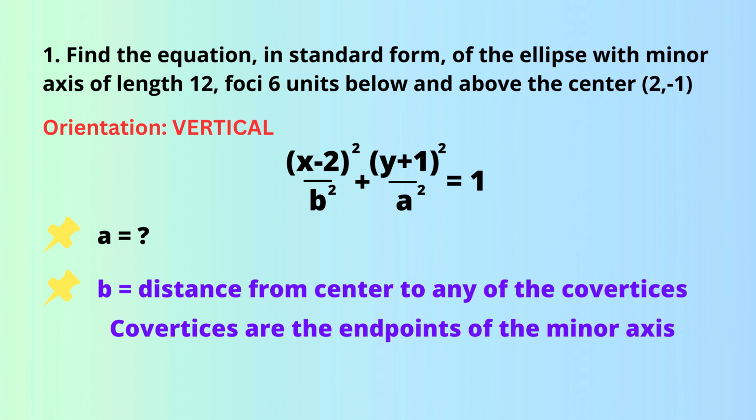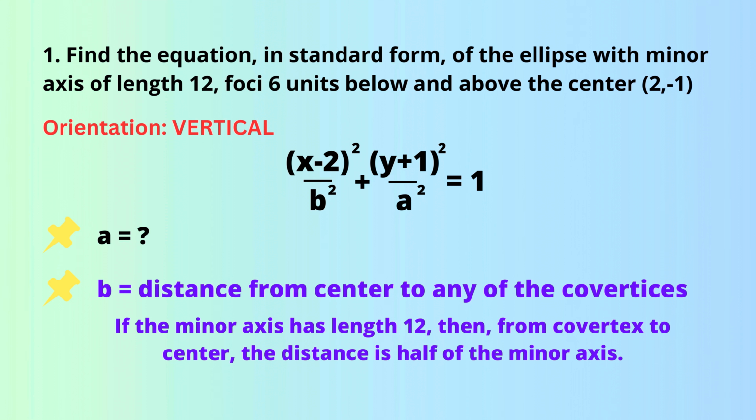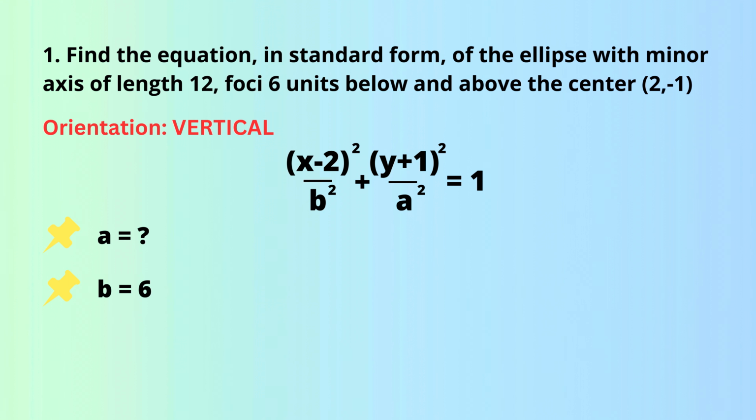From center to any endpoints of the covertices, the distance would be half of the minor axis, because the center is the midpoint between the covertices. And so, for this given, the minor axis has length 12, then the distance of b, our half of the minor axis, would be 6. We can now substitute that to our equation, so that we have 6 squared or 36.